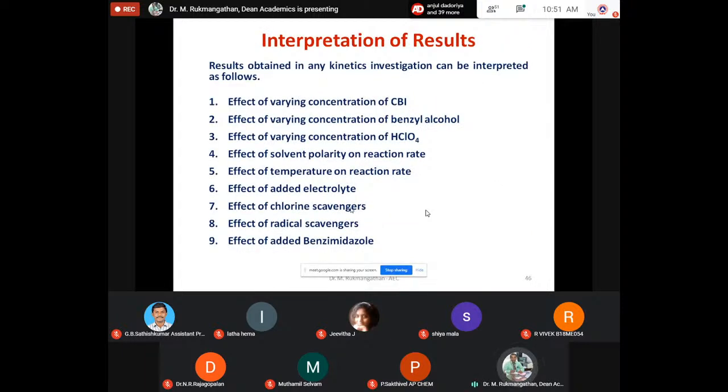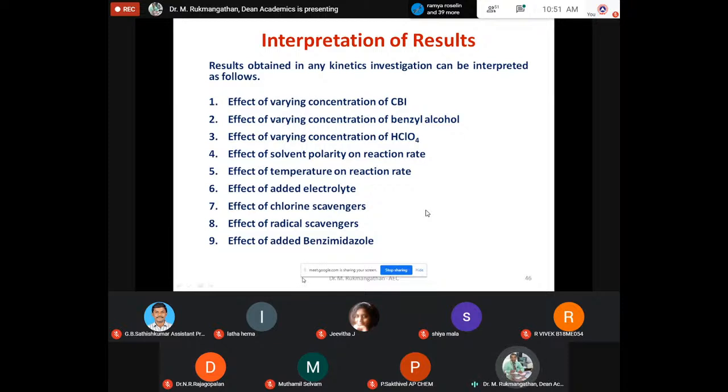We carried out the kinetic runs of benzyl alcohol. Of course, the 10 substituted benzyl alcohols were also subjected to kinetic study. We finished all the experimental work. Now, how do we interpret the results in our thesis? Under which headings can we discuss the results? That is the main thing. For any kinetic study, we can make use of these subheadings.